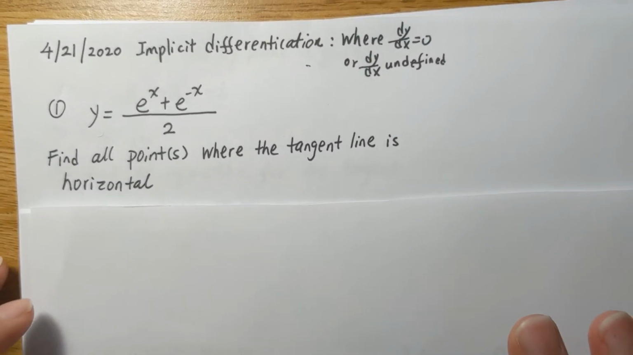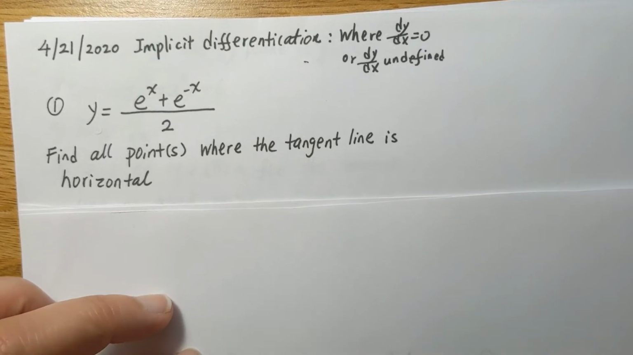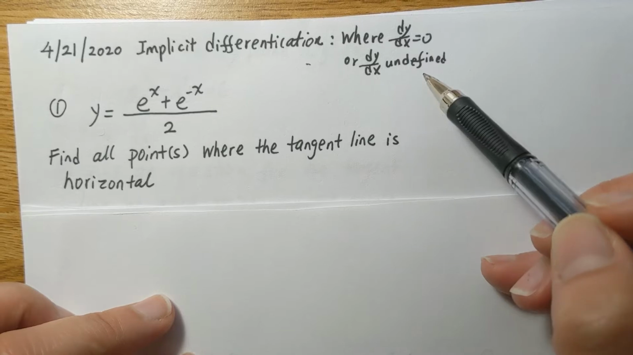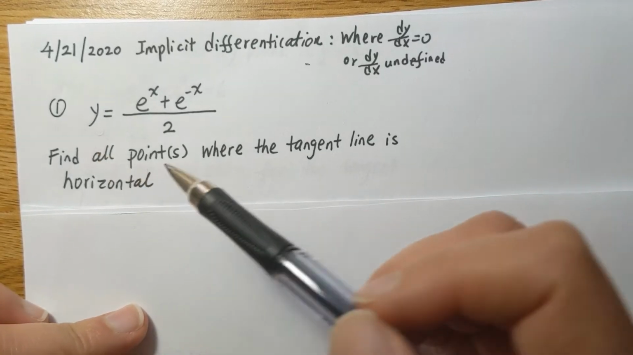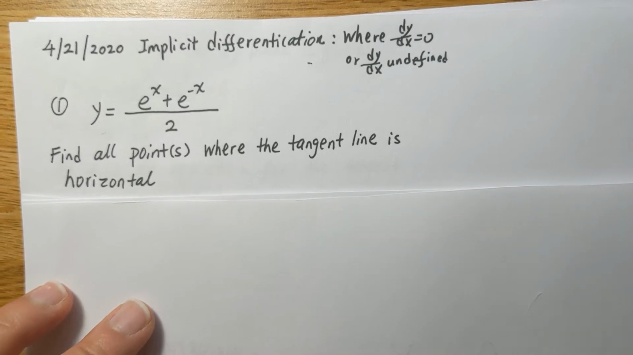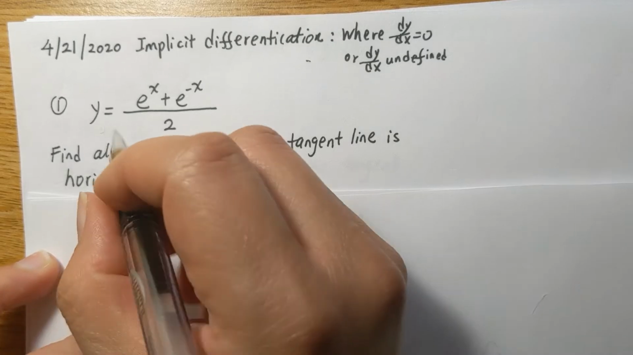Hi, good morning. Today we're going to continue with implicit differentiation. Today we're going to focus on either dy/dx equals 0 or dy/dx undefined. Question number 1 is a review question. Let's try to refresh our memory before we go into something a little bit more difficult. Let's take a look at number 1.